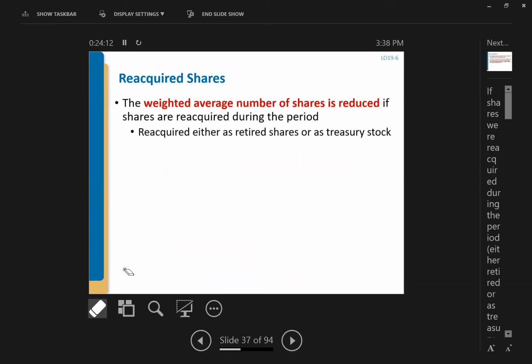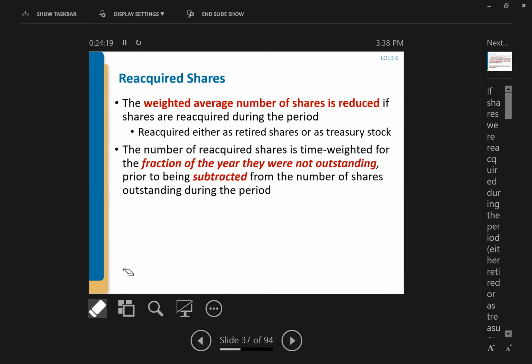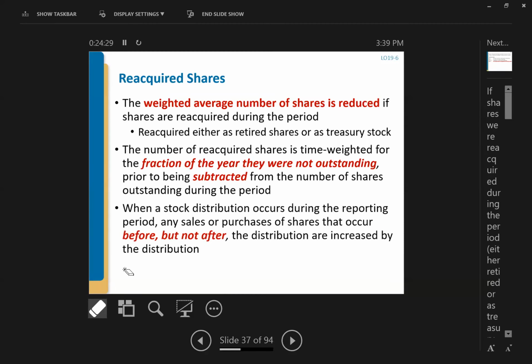Reacquired shares. The weighted average number of shares is reduced if the shares are reacquired during the period. And so the number of reacquired shares is time weighted for the fraction of the year that they were not outstanding prior to being subtracted from the number of shares outstanding. When a stock distribution occurs during the reporting period, any sales or purchase of shares that occur before but not after the distribution are increased by the distribution. Man, that's confusing. All right.